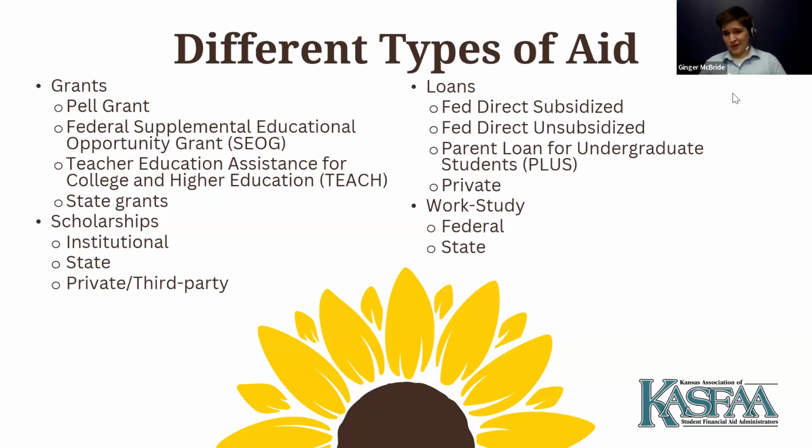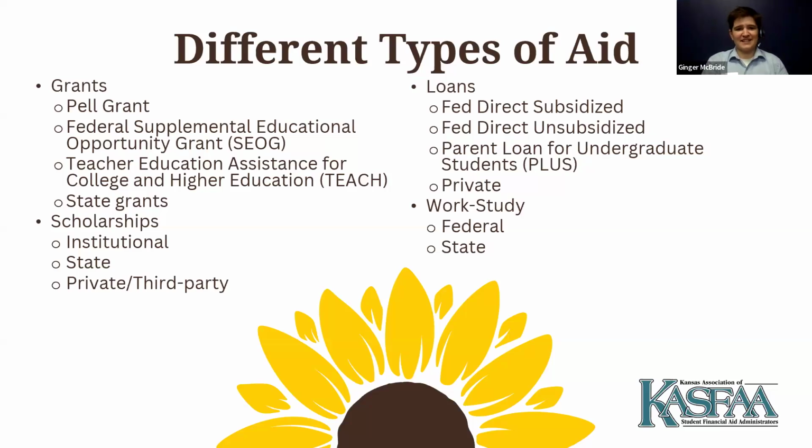Loans do require repayment. It's a little less fun to talk about, but there are a few different types of loans that students may see listed on their financial aid offer from a school. Two of the most common types of loans that we talk about with students are the federal direct subsidized loan and the federal direct unsubsidized loan. The big difference between those two is that the subsidized loan isn't accruing interest while the student's in school and 6 months after they graduate or drop below half-time, which is when repayment would begin.